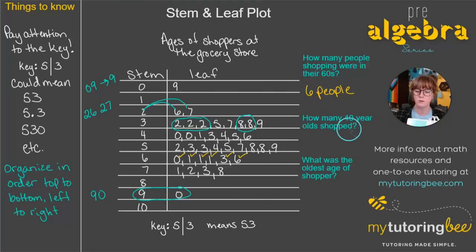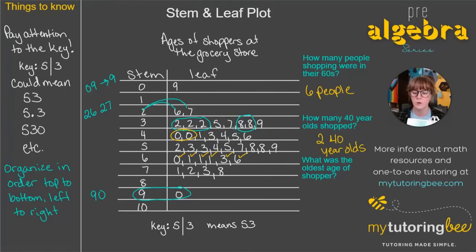How many 40-year-olds shopped? Okay, so now we're asking about a specific number, 40, not the 40s, or anybody in their 40s, but just specifically 40. So these 2 zeros right here would represent the 40-year-olds. So we've got this 40 and this 40. So we had 2 40-year-olds.